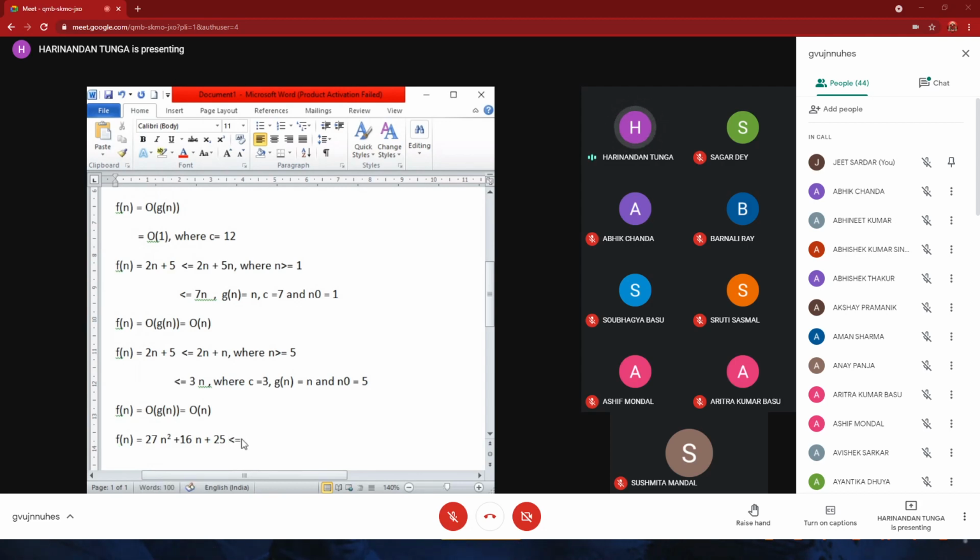Similarly, less than equal to first step, 27n square plus 16n plus, there are two ways. The constant 25 is there. তুমি যদি n লিখো তাহলে মিনিমাম থ্রেশহোল্ড হয়ে যাবে সেখানে 25, আর তুমি যদি 25n লেখো তাহলে কি হবে? In this step the minimum threshold starts from n equal to 1, তাহলে where n greater than equal to 1.